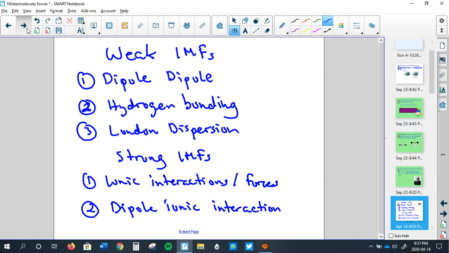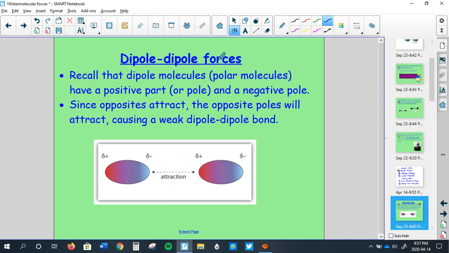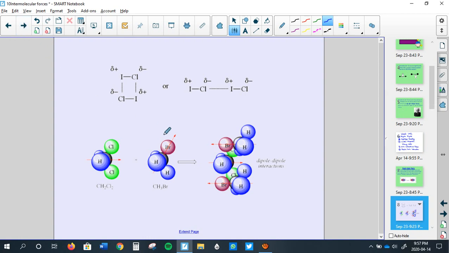A dipole-dipole intermolecular force occurs between oppositely charged dipoles. So if a molecule is polar, so has a positive and a negative end, the interaction between the oppositely charged ends, a negative and a positive, is your dipole-dipole interaction. Right, here are some examples.